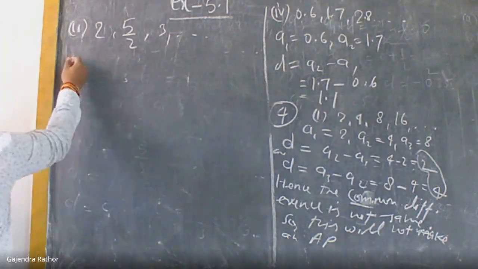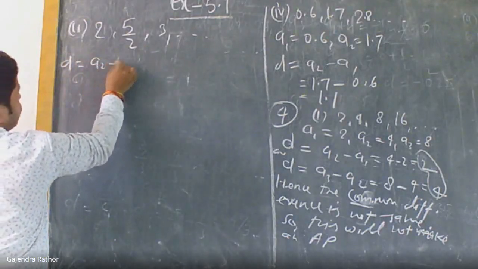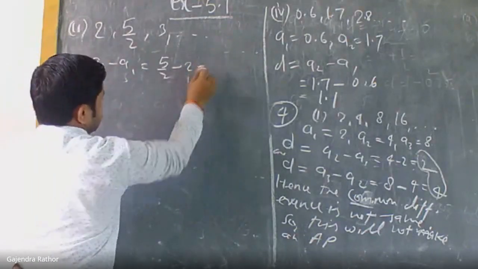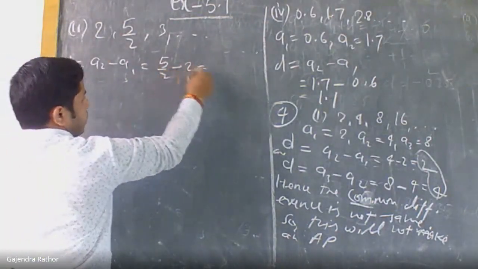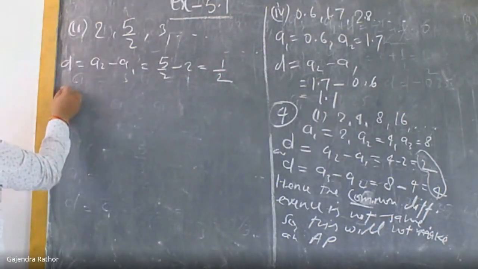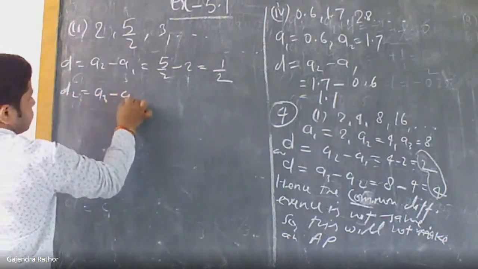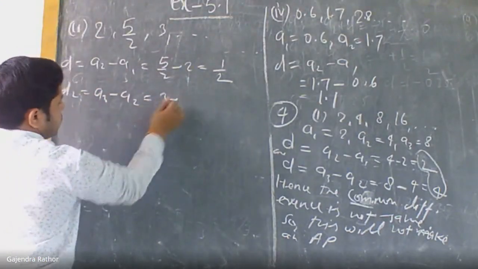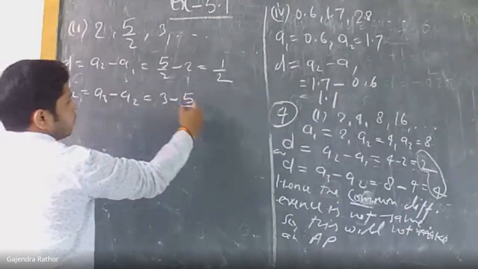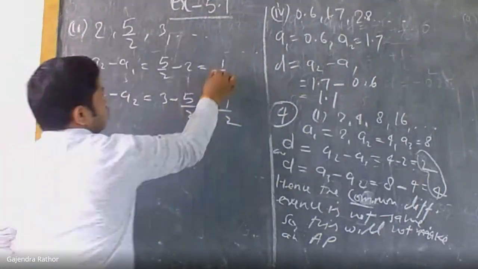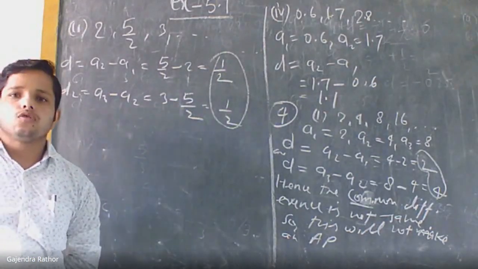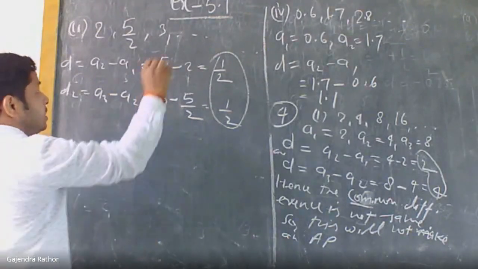Let's check. D is equal to A2 minus A1. What is A2? 5 by 2 minus A1, 2. Subtract. 2 is 4 by 2, so 5 minus 4, 1 by 2. Next, again, A3 minus A2. What is A3? 3. A2 is 5 by 2. Subtract. 3 is 6 by 2, 6 minus 5, 1 by 2. So we see both common differences are the same. So this will make an AP. So our answer is yes.